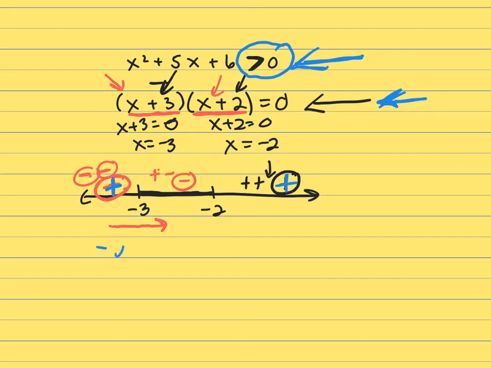So that's -infinity up to -3, and you use a parenthesis because you're not including the endpoint. Then your connector is the union symbol. And then you get this piece up here that's going to be -2 to +infinity. That's your solution.